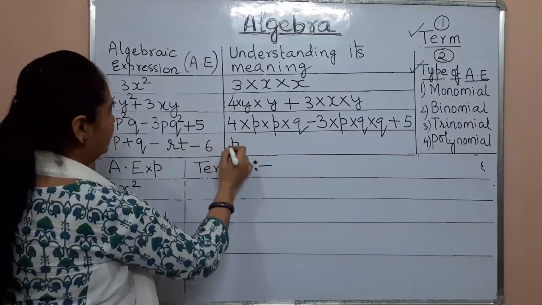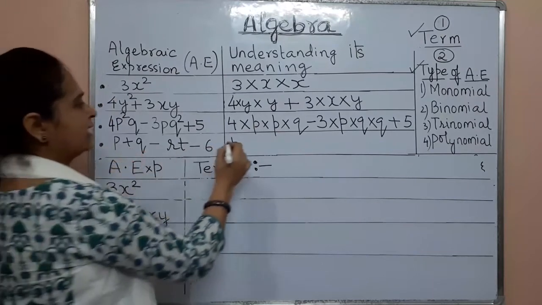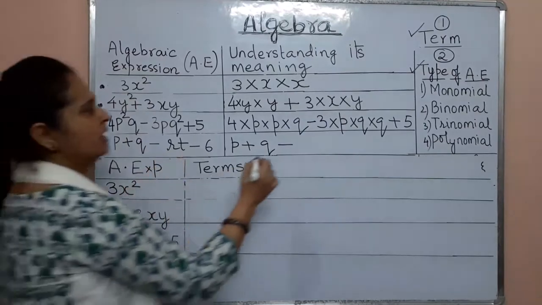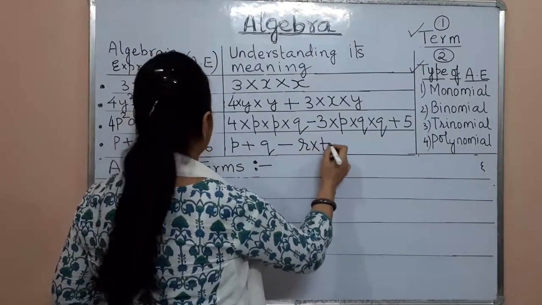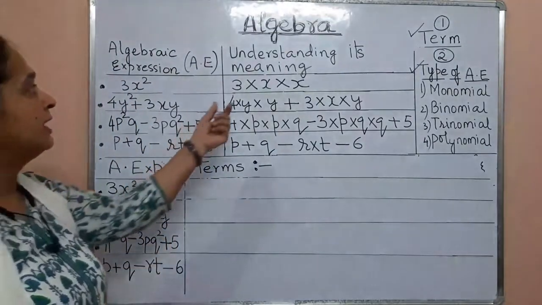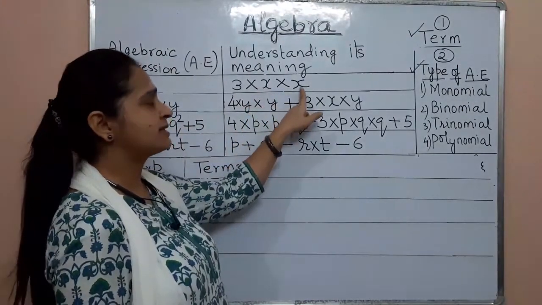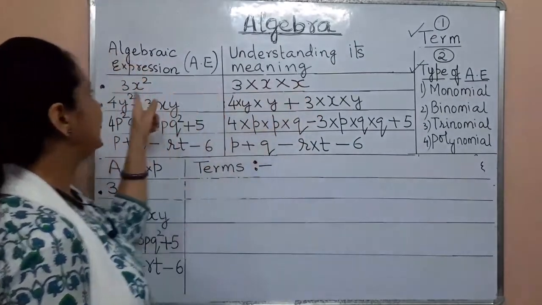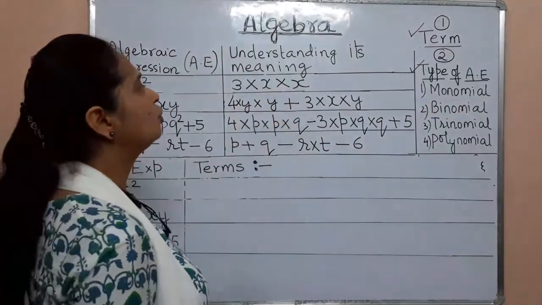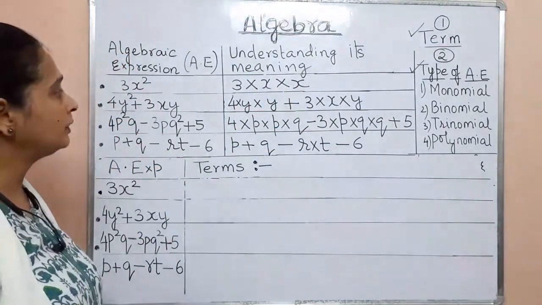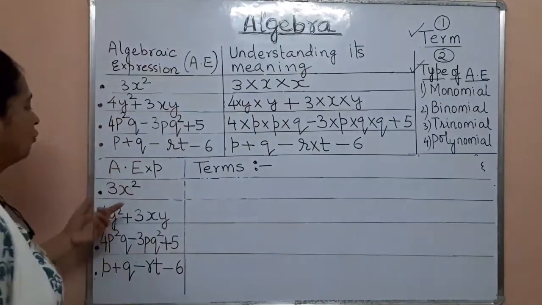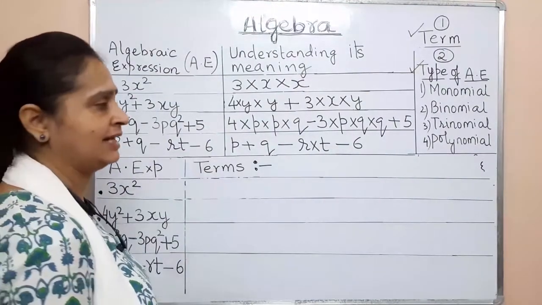Here we have p in the first one, second plus q minus rt, which means it is r multiplied by t, minus 6. So we all have understood that if we know the value of x here, we will be able to find out the value of this whole expression. So these are some unknown quantities in each one of them. Now, before going to the unknown quantity, let us first understand what the terms in an algebraic expression are.